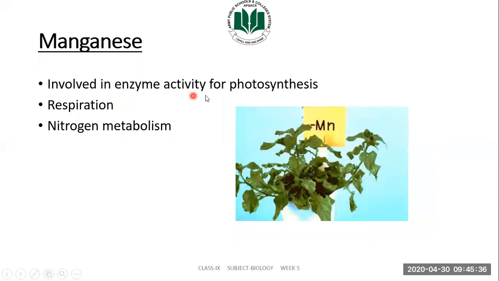Manganese, it is involved in enzyme activity for photosynthesis. As we know, it is a process of food formation. Respiration, cellular respiration: each cell of the plant body respires, uses this glucose and breaks it down into its components along with the release of energy. Nitrogen metabolism. Nitrogen is available free in the environment, but plants cannot use this nitrogen directly, so they have to convert it into ammonia, nitrates and nitrites so that plants can consume it. So this all conversion is called nitrogen metabolism. So manganese is playing a role in nitrogen metabolism.